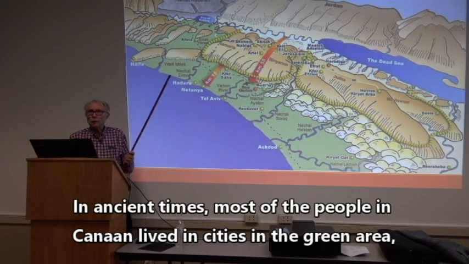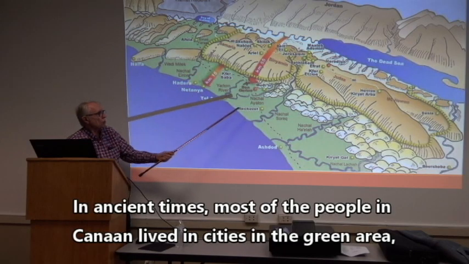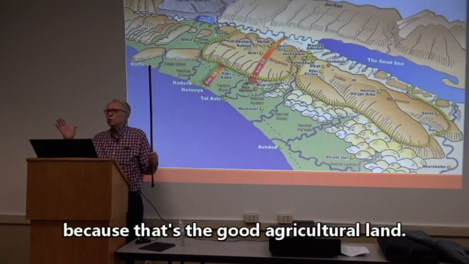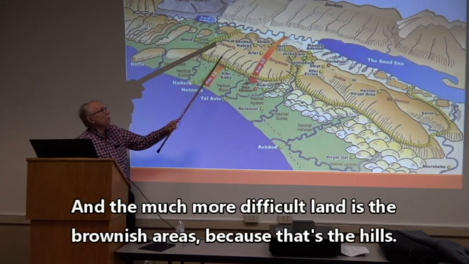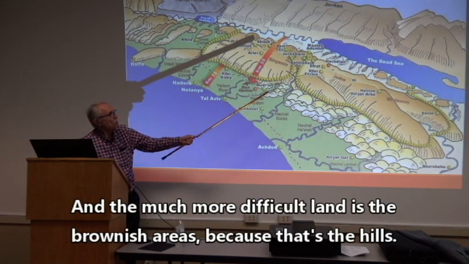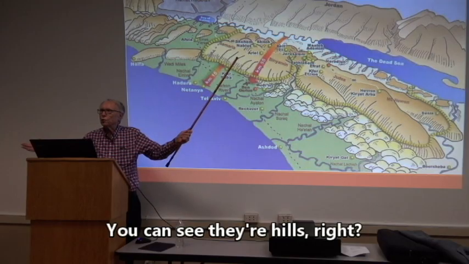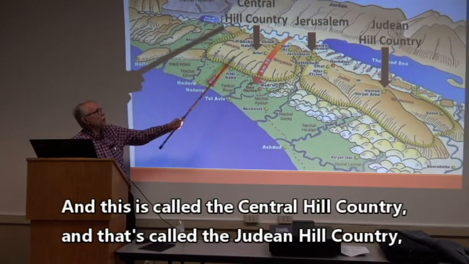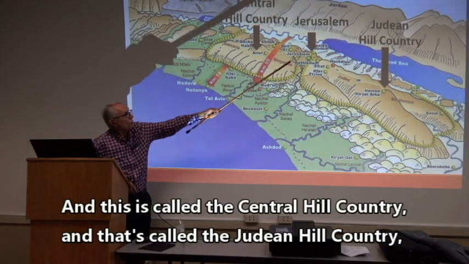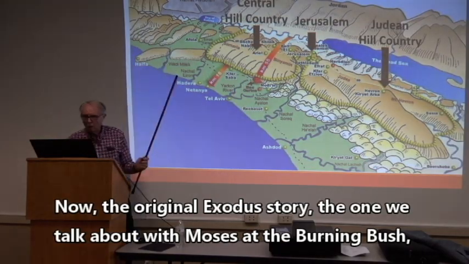But in ancient times, most of the people in Israel lived in cities in the green area because that's the good agricultural land. And the much more difficult land is the brownish areas because that's the hills. You can see their hills, right? This is called the Central Hill Country. That's called the Judean Hill Country, and Jerusalem is in between them.